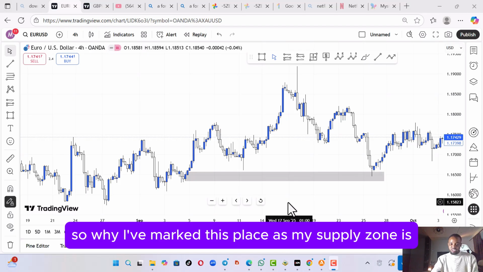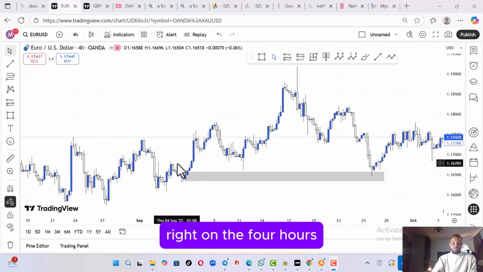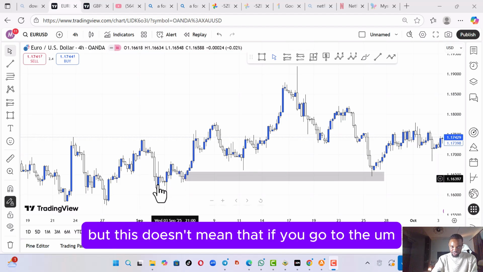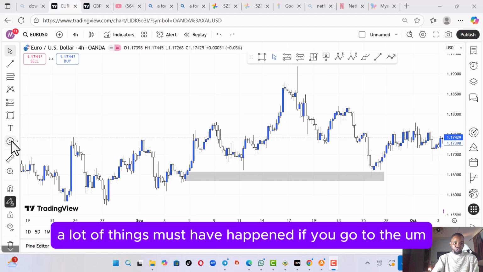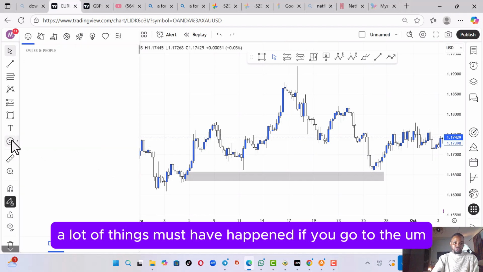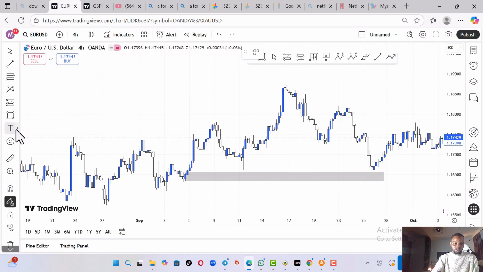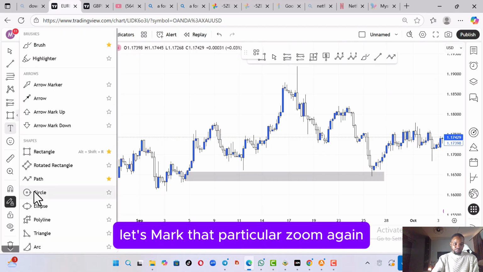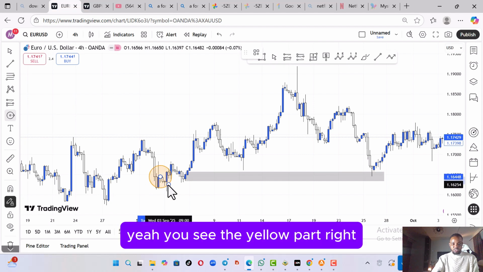supply zone is, as you can see, we had a little conflict right here on the 4 hours. But this doesn't mean that if you go to the smaller time frame, you aren't going to see enough events. Okay, let me just show you. A lot of things must have happened if you go to the lower time frame. Let's mark that particular zone. Okay, you see the yellow part, right?